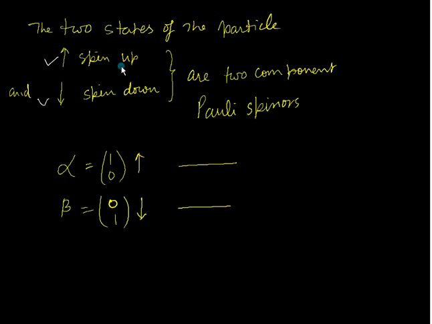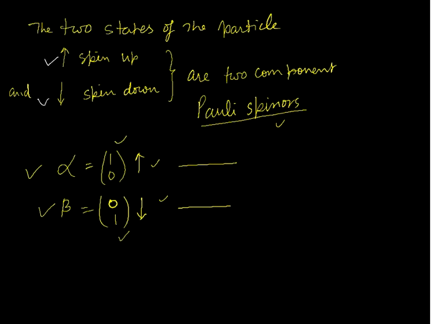The second part is about the spin. Spin up and spin down, these two different states of the particle, are represented by the Pauli spinors. Here alpha and beta are two different states of the particle that represent the spin up and spin down: 1, 0 for the spin up, 0, 1 for the spin down. So this is known as Pauli spinors.